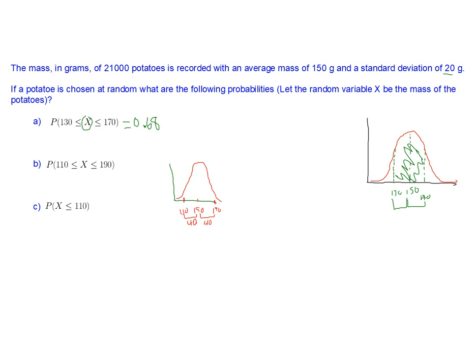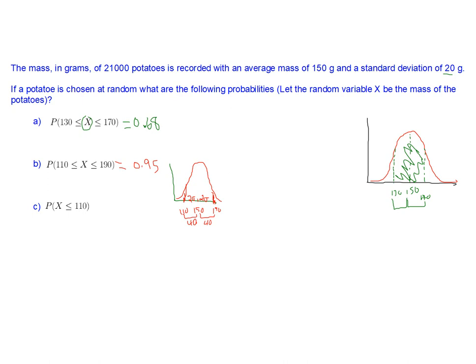So again, this is 2 standard deviations. Just a reminder that lowercase sigma represents standard deviation, so we're going 2 standard deviations to the left of the mean, 2 standard deviations to the right of the mean. That means that 95% of the data needs to lie within this interval right here. So the probability that we get information between 110 and 190 is 95%.